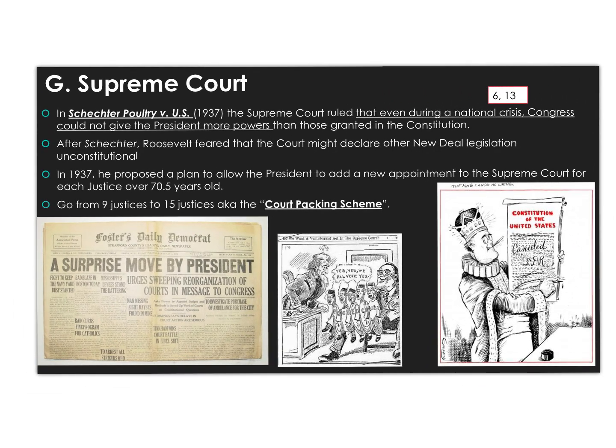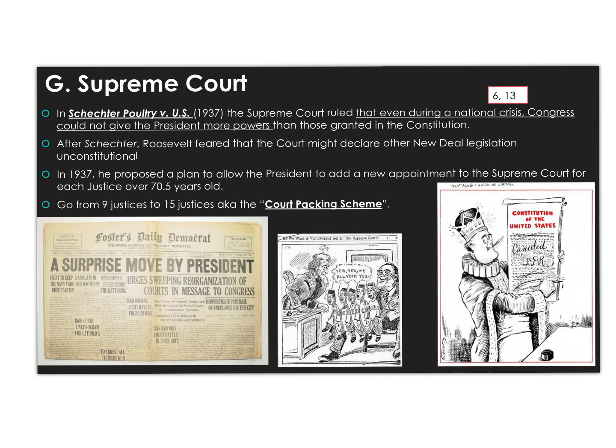We talked about how his AAA and the NRA were deemed unconstitutional because they violated the 10th Amendment, right? When the Supreme Court did this and hinted at finding other programs unconstitutional, FDR was furious. It was Schechter Poultry versus U.S. The Supreme Court ruled that during a national crisis, Congress could not give the president any more powers than those that are actually in the Constitution, right? They said no matter how bad things get, he can't give him more powers. So FDR took that as a threat.